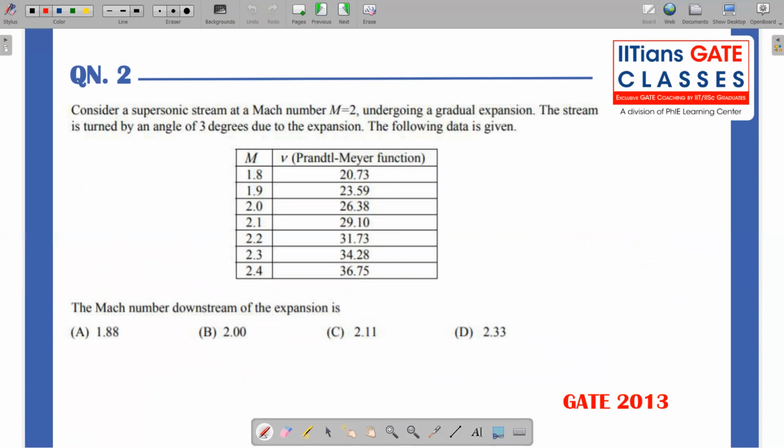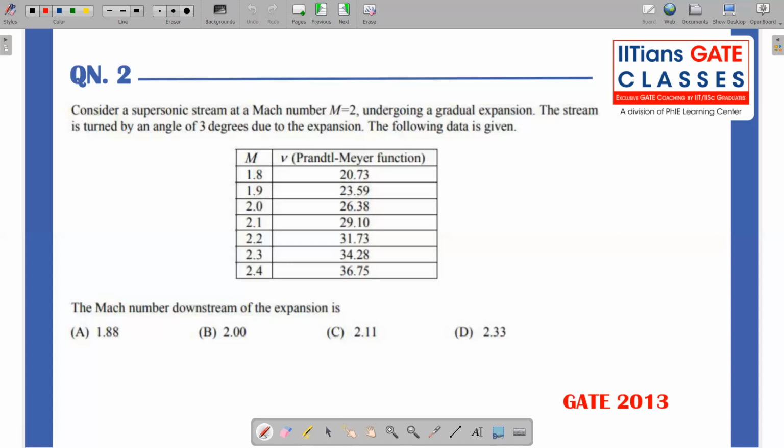So in this case, they are actually given, for different Mach numbers, the corresponding Prandtl-Meyer function. So they are not asking you to calculate the actual Prandtl-Meyer function from the formula. They are given the values for different Mach numbers. So from here you have to judge what should be the downstream Mach number in the expansion fan. So let us read out the question carefully.